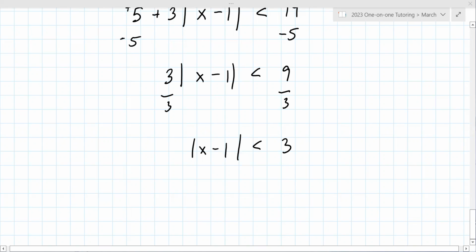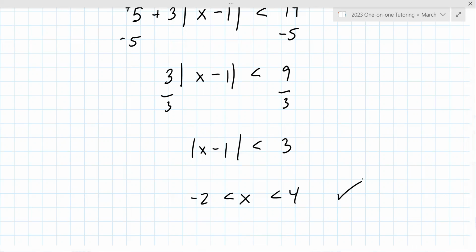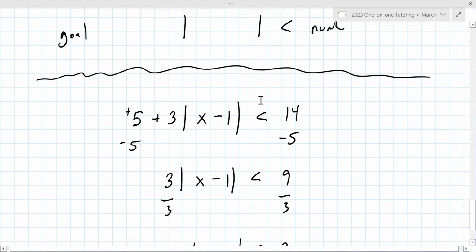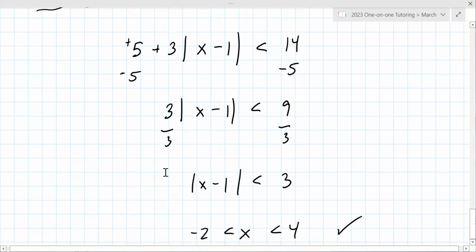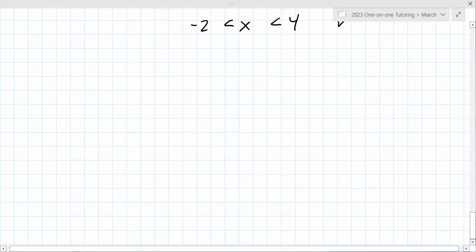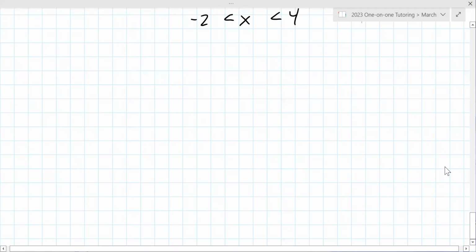-2 less than x less than 4. All right, I think we finally got one completely perfect there. Sweet. So again, the challenge here is getting it into this form where you can split it apart. You have to get it into this form to split it apart. So all I'm doing is adding another layer to what we've been doing over and over again here.